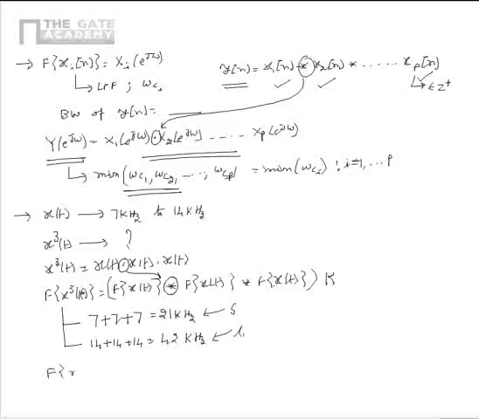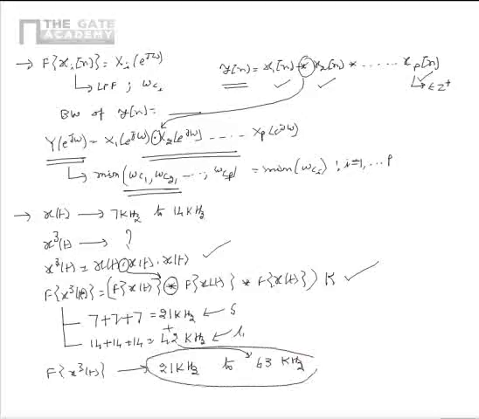From this we can say that Fourier transform of x cube of t will be present from 21 kHz to 21 plus 42, that is 63 kHz. We came to this conclusion based on the property that multiplication in time domain is equivalent to convolution in frequency domain. So from this property we can say that Fourier transform of x cube of t will be present from 21 to 63 kHz.